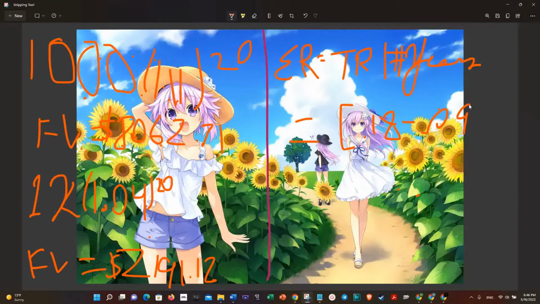Did anyone else's screen go black? Nope. Yeah, still good on my end. Okay, my screen went black for a few seconds, but we're back in business.